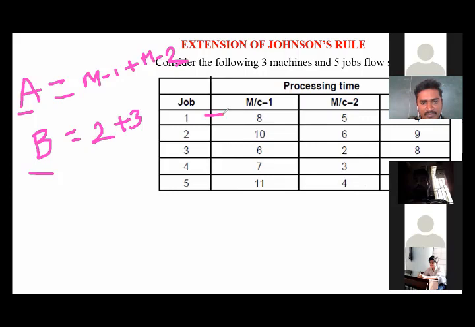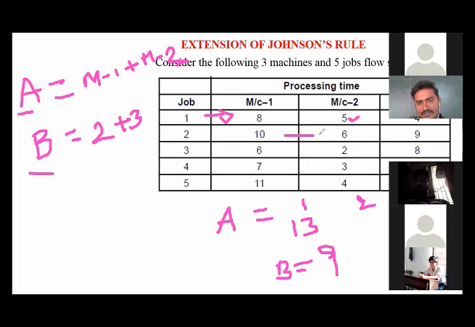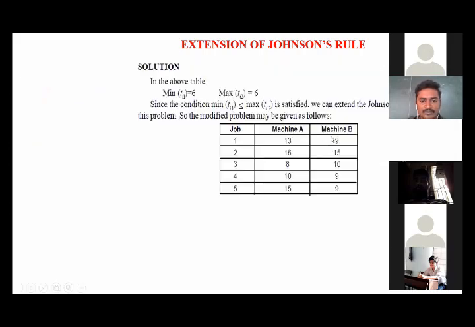Here, first coming to job 1, the mission 1 value is 8 and the second mission value is 5. So for the first job, the value at mission A is 13, and for mission B the first job value is 5 plus 4, that is equal to 9. Coming to the second job, the A mission value is 10 plus 6, 16. Coming to the second mission, that is 6 plus 9, 15. Likewise we calculate for all jobs.